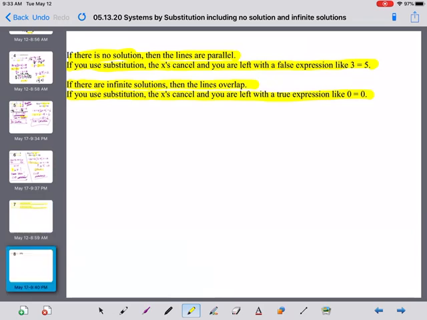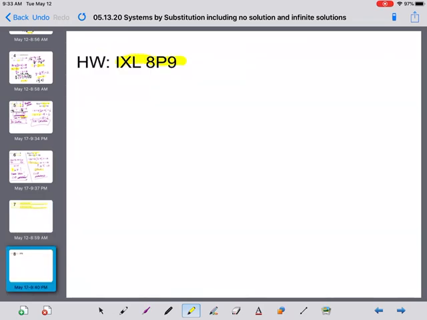There you go. So you have an IXL for homework. I believe they all have one solution on the IXL, but on the next test, we'll probably throw one in that's no solution or infinite solutions.